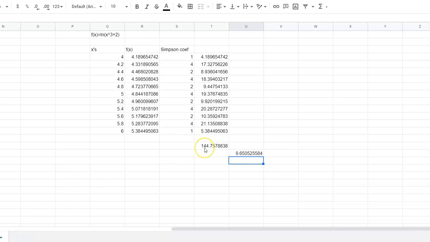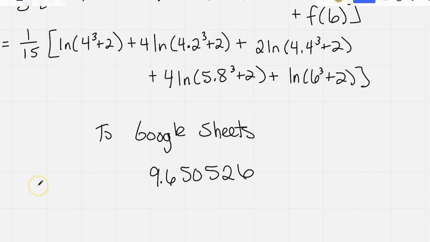So my sum of my final output column came to about 144, but then when I divided it by the 15 or multiplied it by the 1/15, which was the delta x over 3, I get the answer 9.650525584 and all of that. And they just want it rounded to 6 decimal places. So I'm going to write that down. So going back to my paper now, I could write in my 6 decimal approximation of 9.650526 for Simpson's rule.